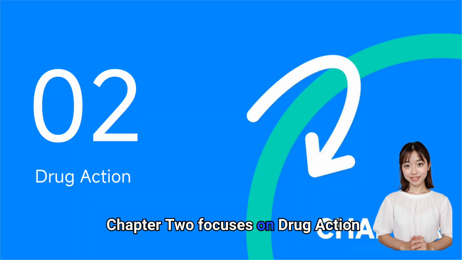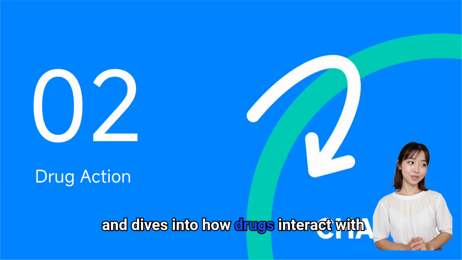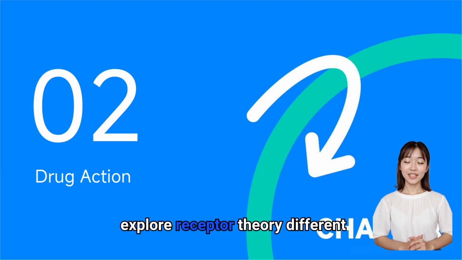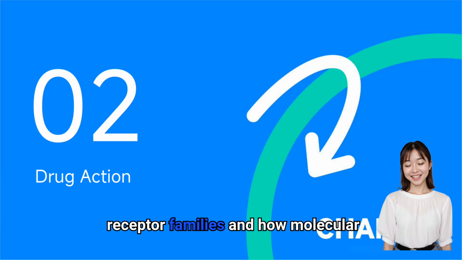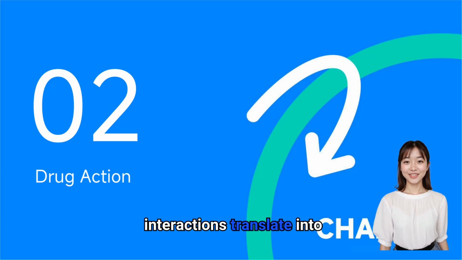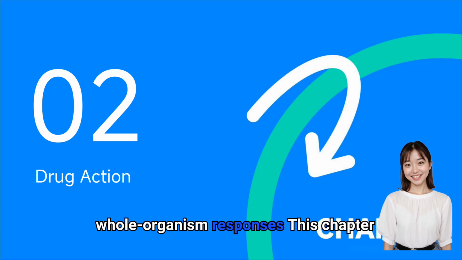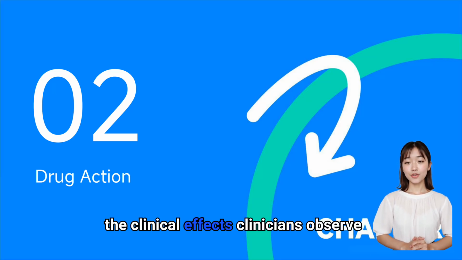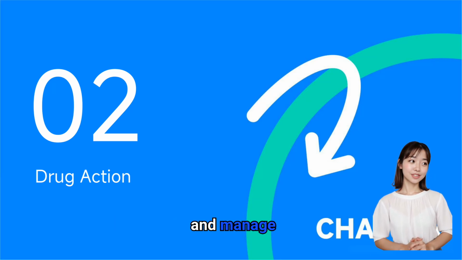Chapter 2 focuses on drug action and dives into how drugs interact with targets to change physiology. We'll explore receptor theory, different receptor families, and how molecular interactions translate into whole organism responses. This chapter connects molecular binding events to the clinical effects clinicians observe and manage.